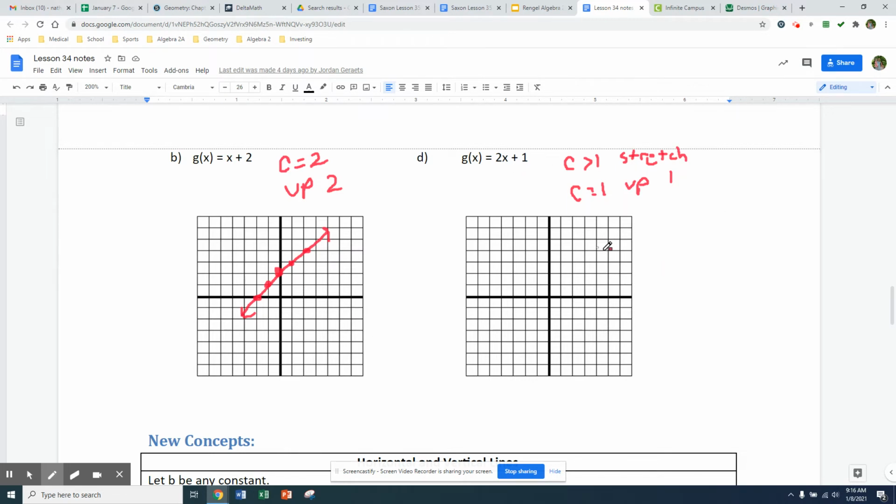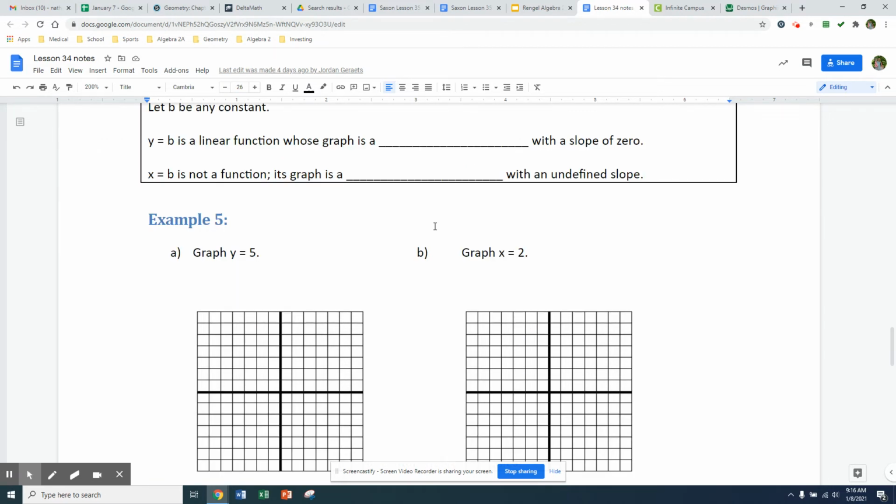And lastly, g of x is 2x plus 1. Here we can see that since c is greater than 1 right here, we're going to have a stretch. And then since c is equal to 1 right here, that's going to be up 1. Now the notes are using the letter c, but that's also just your m and your b of your slope-intercept form. So here we'll start with a y-intercept of 1. Our slope is 2, so we'll rise 2, run 1. And we can start to produce our line. And there would be our y equals x shifted up 1 and then a slope of 2.